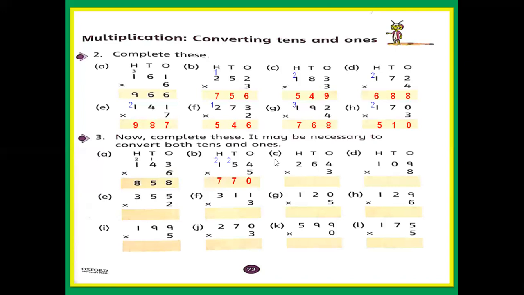C part, 264 multiply 3. So 3 is a multiplier which is multiplying with 264. One by one, first ones multiply with ones, then tens and then 100. 3 fours are 12. 1 will go to add into tens. 3 sixes are 18 plus 1, 19. Again, 1 will convert from tens to hundreds, and 3 twos are 6 plus 1, 7. Okay.